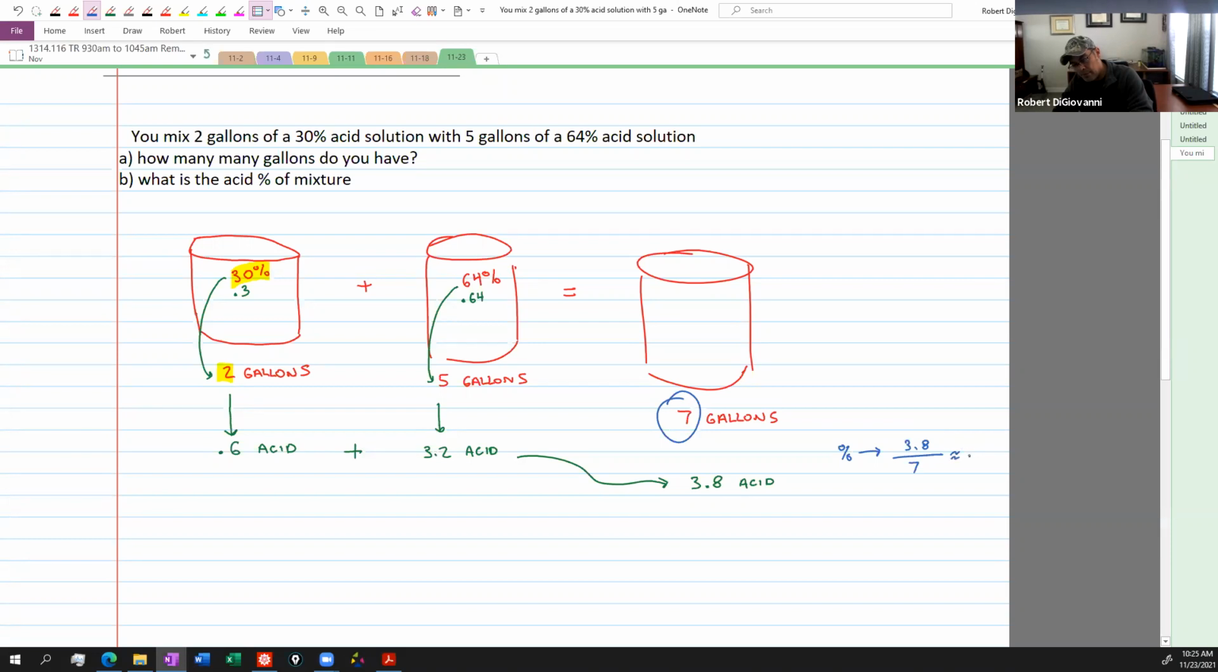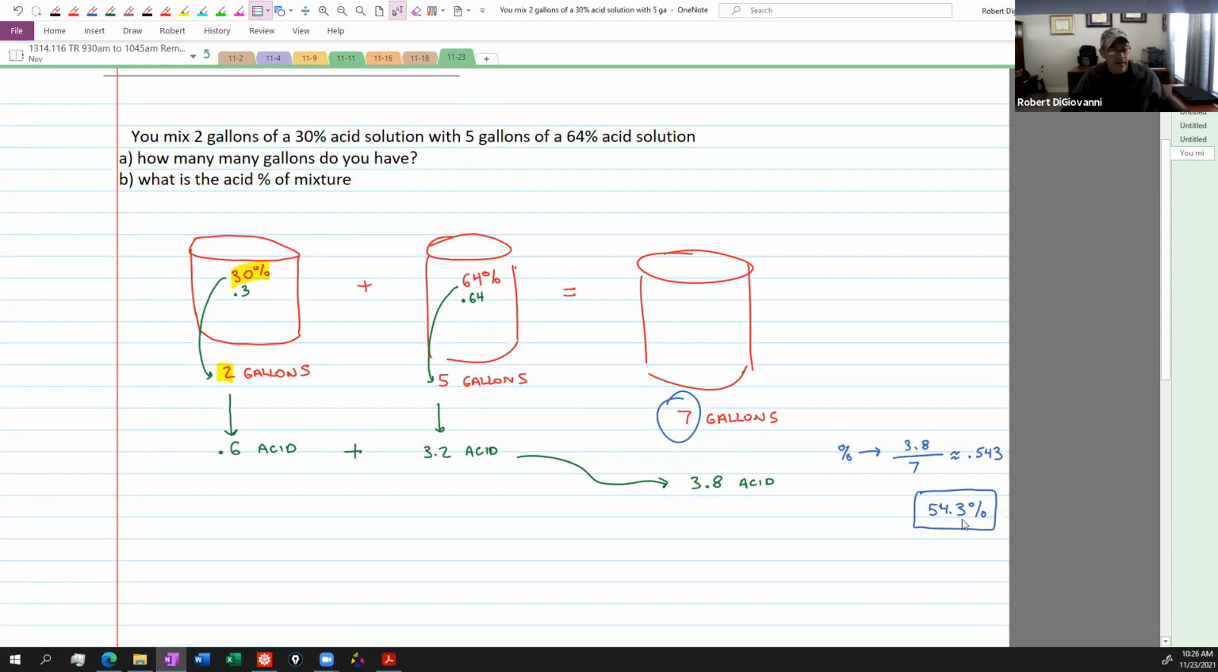approximately 0.543. I'm rounding, which is about 54.3%. So in other words, if you take 2 gallons of 30% acid, mix it with 5 gallons of 64% acid, stir it up, you will have 7 gallons, and the strength of that acid will be 54.3%.